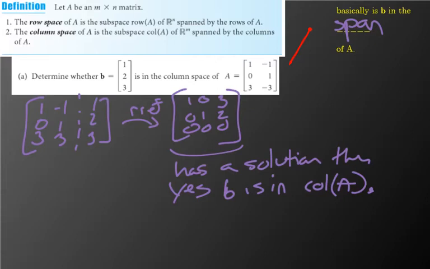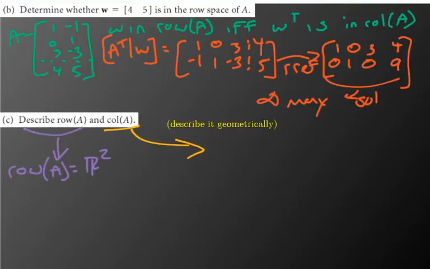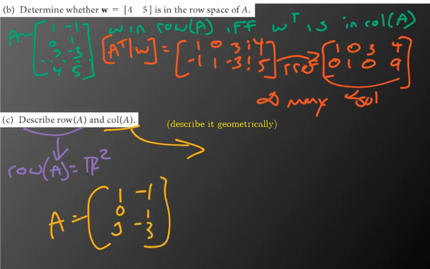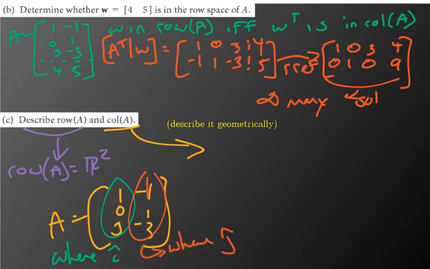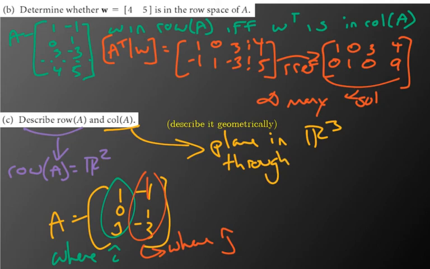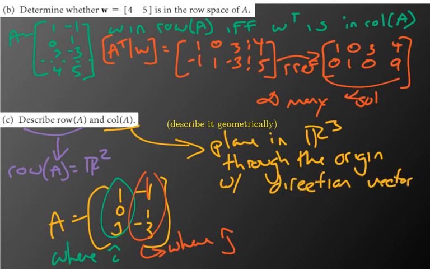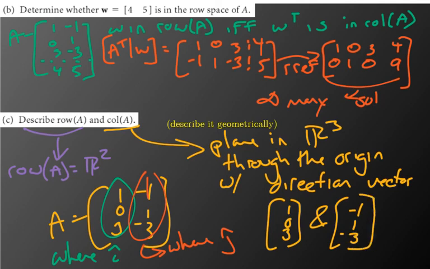There's a very important result that we've been talking about: when we see a matrix A, like 1, 0, 3, negative 1, 1, negative 3, this represents where i-hat is going to land, and this represents where j-hat is going to land, okay? So you can just take those vectors as your direction vectors. The column space of A, interpreted geometrically, is just a plane in R3, because it's got three inputs, through the origin. That's kind of a given because it's a subspace. And it has direction vectors, basically just 1, 0, 3, and negative 1, 1, negative 3. And that is about it.